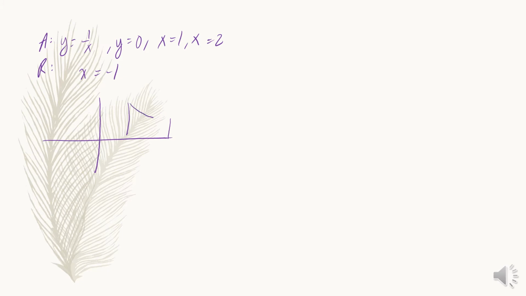So next, let my area be y is 1 over x, y is 0, x equals 1, x equals 2. It's that same area as before, only now I'm going to rotate this about the line x equals -1. As far as my picture goes, it's kind of the same. Right, I still have this curve. Here's x equals 1, there's x equals 2. But now we're going to rotate this about the line x equals -1.